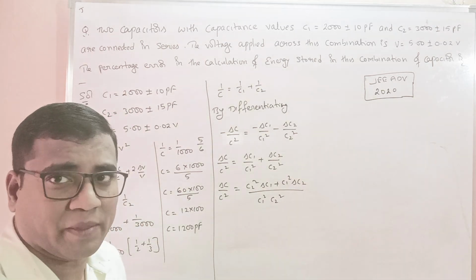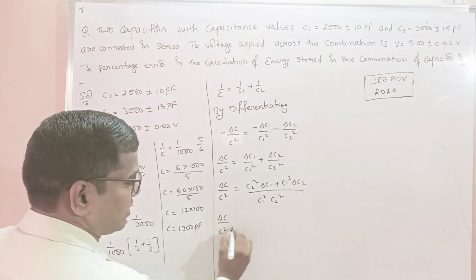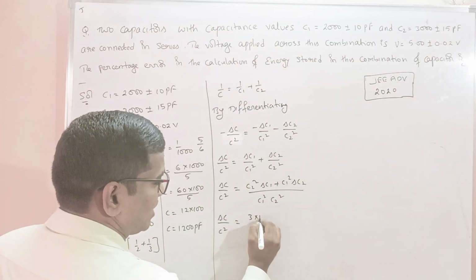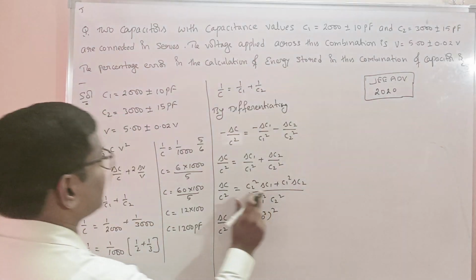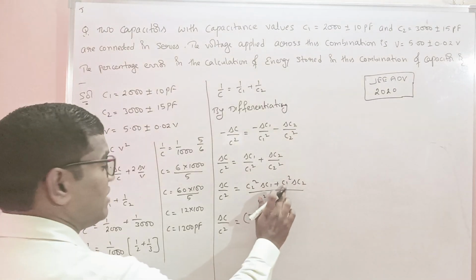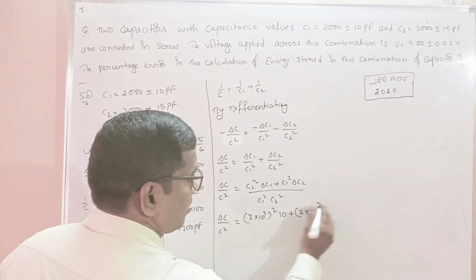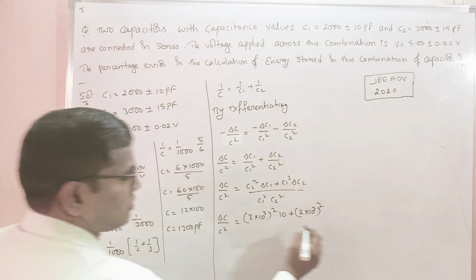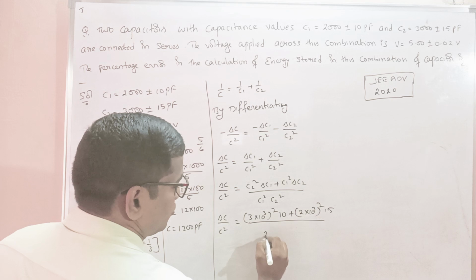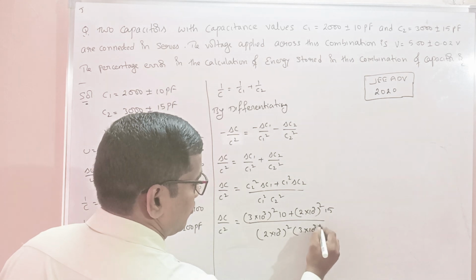Here some small mathematical applications are there, so we have to solve carefully. So delta C by C square can be written as, what is C2 here? C2 is 3000, so 3 into 10 power 3, whole square. Delta C1 is 10 plus, what is C1 square? C1 square is 2000, I will write 2 into 10 power 3 whole square. What is delta C2? Delta C2 is 15 upon C1 square. C1 square is given as 2 into 10 power 3 whole square and C2 square 3 into 10 power 3 whole square.